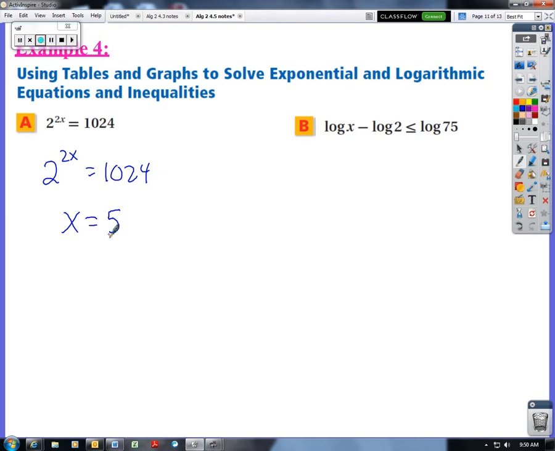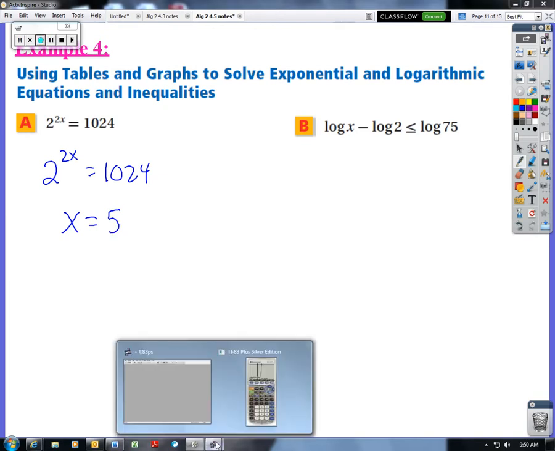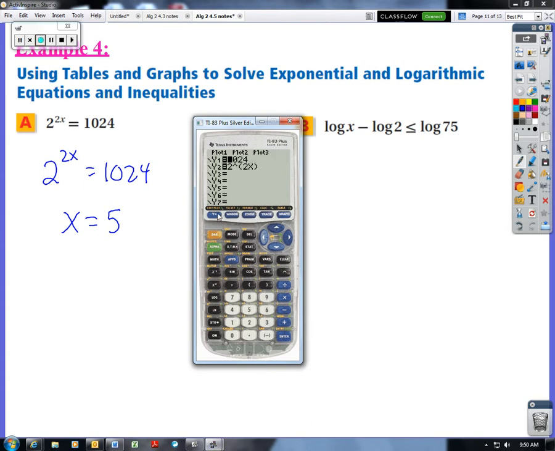So we used a graph to do that. It does say use tables as well. So we can use the same thing. I've got one of them in y1, one in y2. You could set your table. I've got it starting at 0 and counting by ones. And you can look in your table and look to see when the two equal each other. And that happens when x is 5.